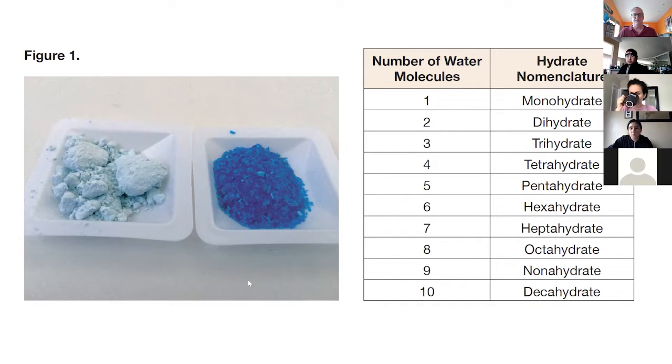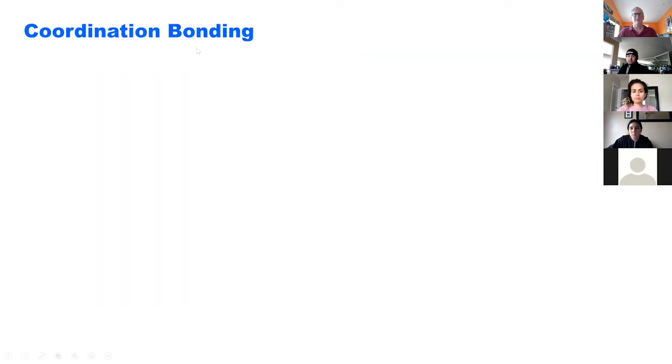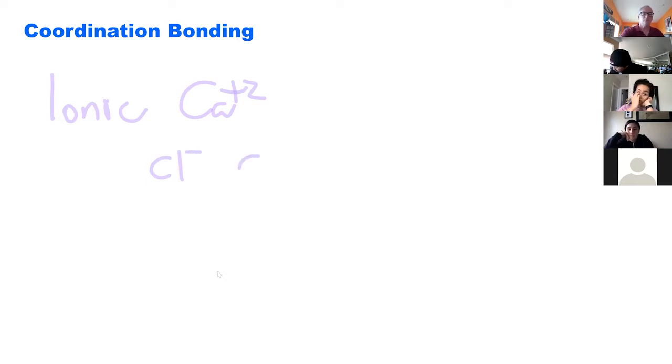So these hydrates form because of something called coordinate bonding or coordination bonding. This is something different than we've dealt with before. Generally, when we've been dealing with ionic bonds, you have, say, a charged metal interacting with two charged nonmetals. And so this is a direct bonding based on opposite charge.